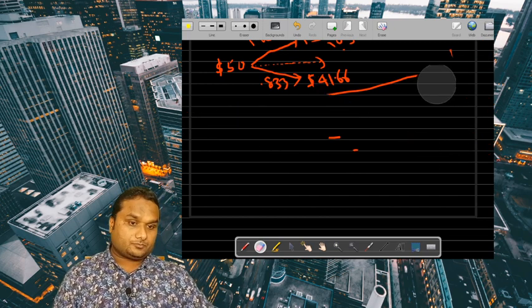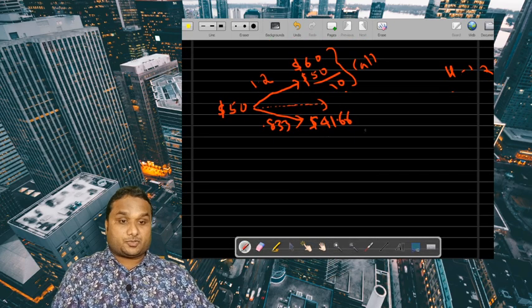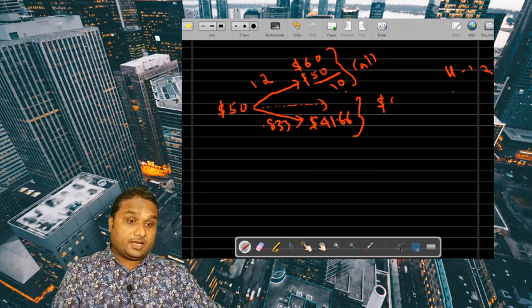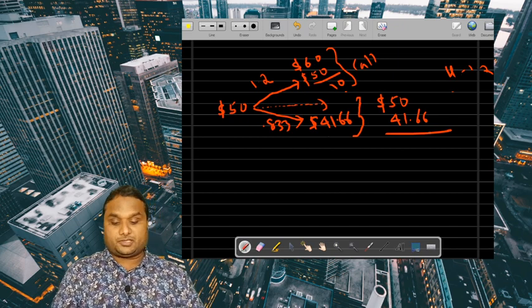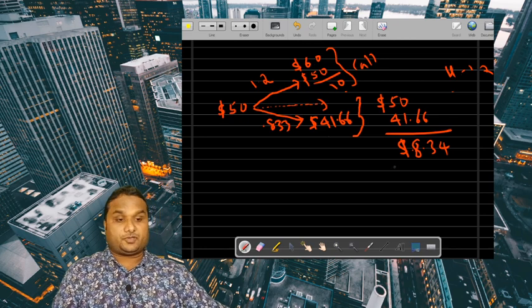Suppose this is a put option. After 1 year, you want to sell this stock at $50. Even if the price is $41.66, you will still be able to sell at $50. So your profit is 50 minus 41.66, which is $8.34. 8.34 is your profit.